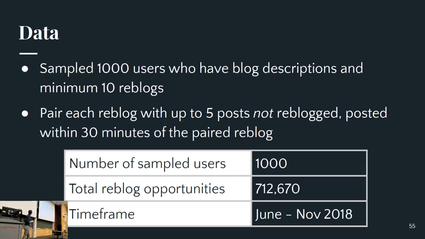All right, so for data, we sampled 1,000 users who have blog descriptions and a minimum level of activity. We paired each reblog with up to 5 posts that were not reblogged. These are our pairs, so now we have around 700,000 pairs to do our machine learning on. The data is all from 2018.